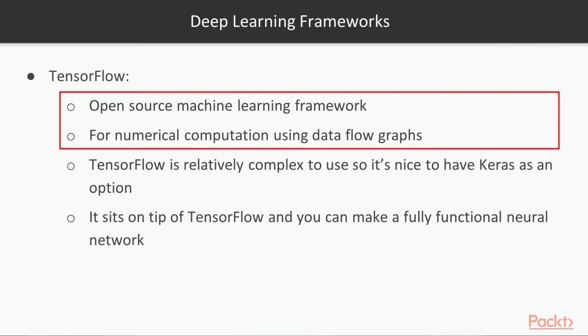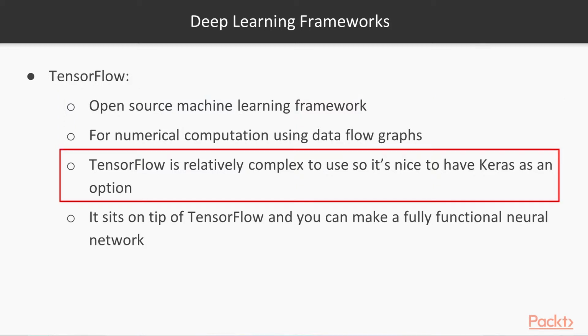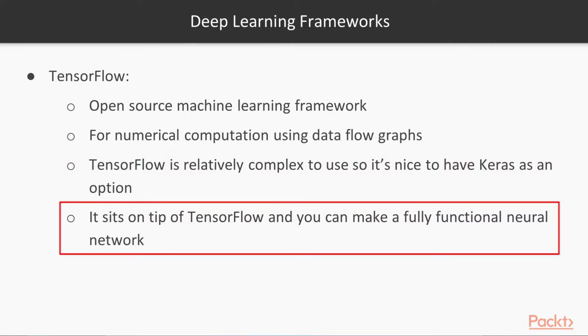Let's discuss the TensorFlow machine learning framework. TensorFlow is Google's open source framework and performs numerical computations using data flow graphs. TensorFlow is relatively complex to use, so it's nice to know that we have Keras as an option. Keras sits on top of TensorFlow, and you can make a fully functional neural network with just a few lines of code, making TensorFlow more usable without sacrificing the robustness offered by the system.